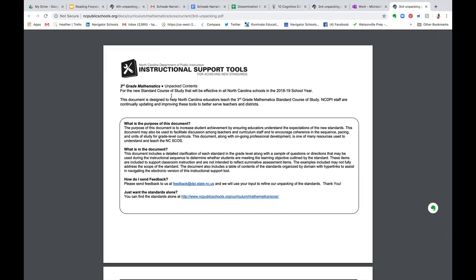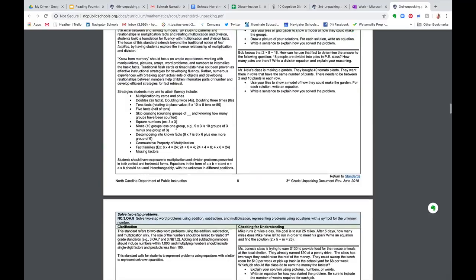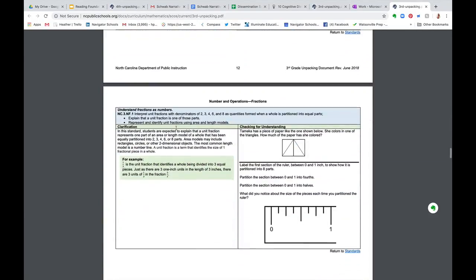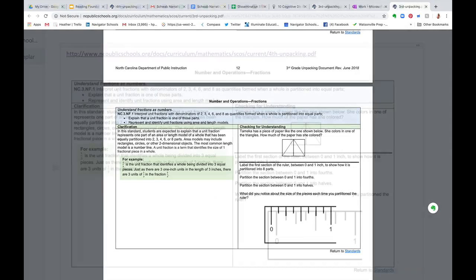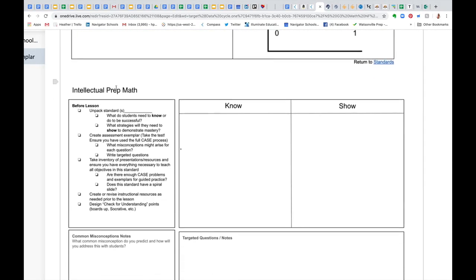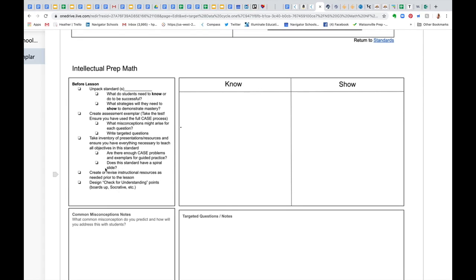it's third grade mathematics. And then I would just scroll down to the standard that I'm going to be working with today, and that is going to be NC.3.NF.1 right here. I also have this second document I use when I unpack. I call it my know-show template. So we're going to take my notes and make sure that I have done everything that I do to have a successful unpacking and intellectual prep process.